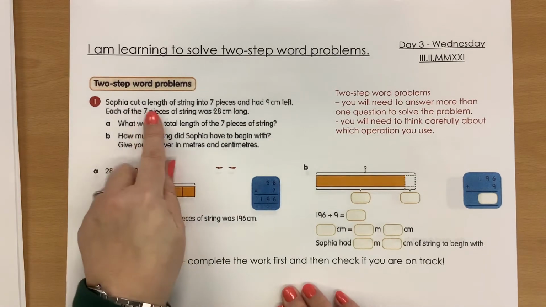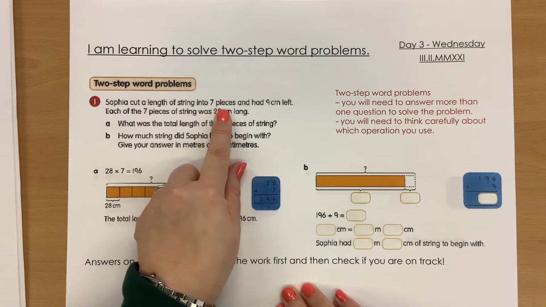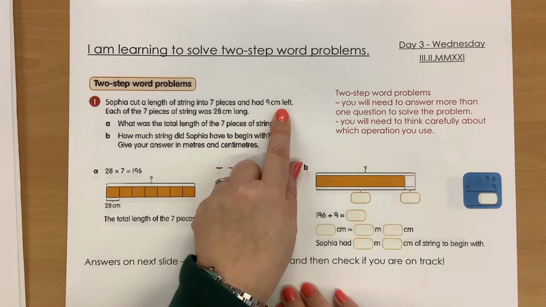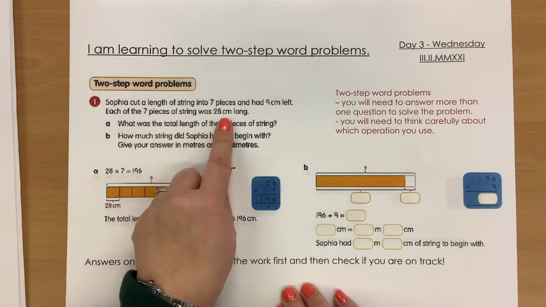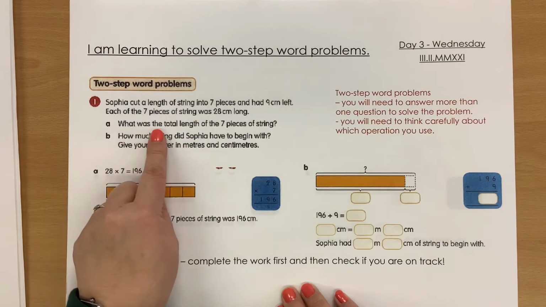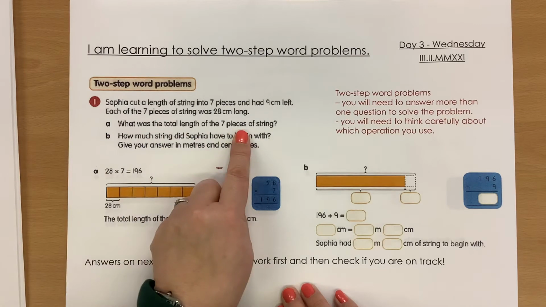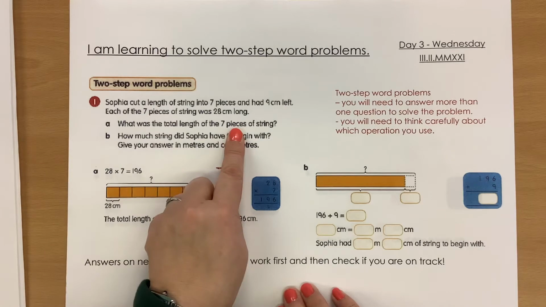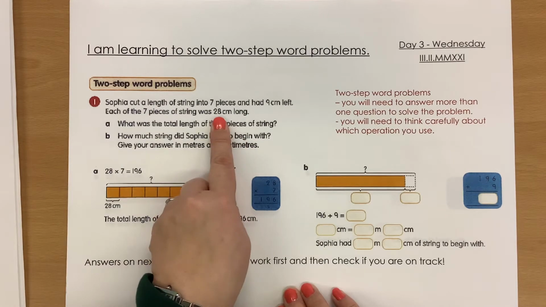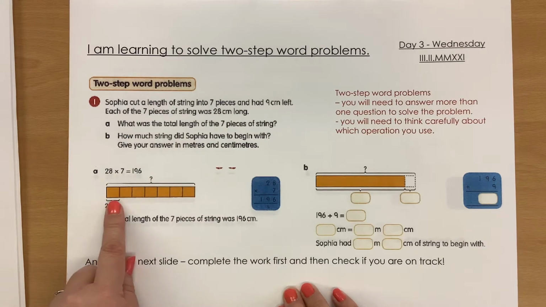So Sophia cut a length of string into 7 pieces and had 9 centimetres left. Each of the 7 pieces of string was 28 centimetres long. What was the total length of the 7 pieces of string? So, 7 pieces of string. Each piece of string was 28 centimetres long. So our bar model will look like this.